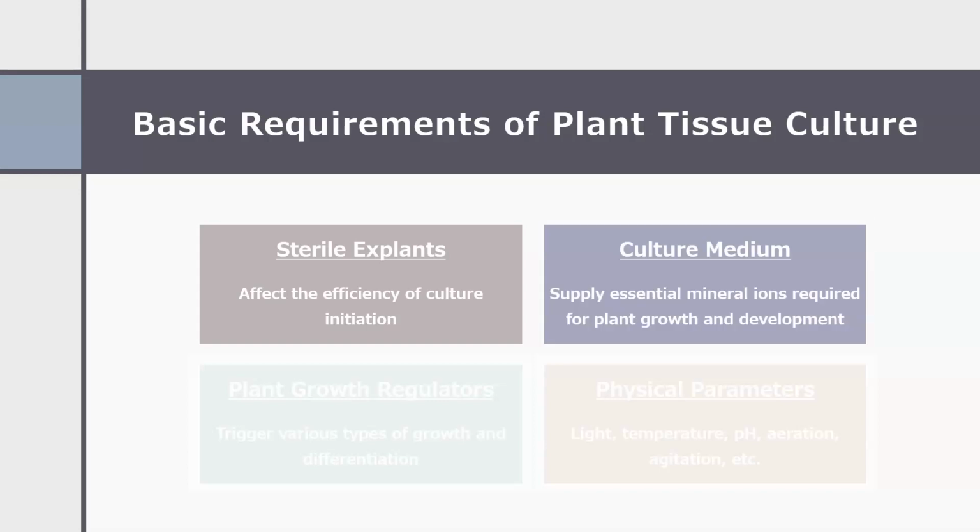The culture medium is one of the most important requirements for plant tissue culture and is one of the fundamental techniques that make plant tissue culture possible. The success of the culture medium is largely dependent on its chemical composition, and it has to supply all the essential mineral ions required for plant growth and development. The composition of each tissue culture medium may vary for different plants according to their nutritional requirements.